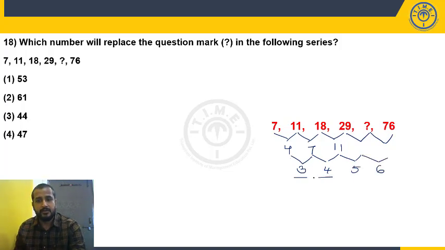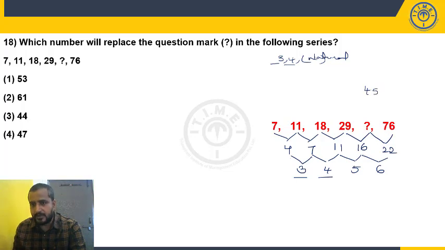3, 4 we have given, so I am taking consecutive natural numbers, because 3, 4 comes consecutively only in one such pattern, that is natural numbers. If it is correct, let's check it. 11 plus 5, 16. 16 plus 6, 22. 29 plus 16 is 45. 45 plus 22 is 67. But what is given? 76. So this is not my pattern. Are you clear? This is not the logic.